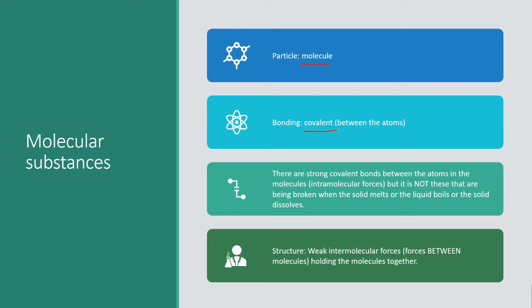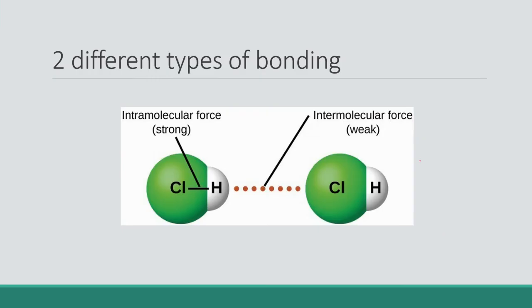So in molecular substances, the particle is a molecule. The bonding is covalent between the atoms, and these strong covalent bonds do not break. When we melt or boil substances, it's not the covalent bonds that break. What breaks is the weak intermolecular forces between the molecules, holding the molecules together. So there are two different kinds of bonding or attraction going on here. Within the molecule, we say intramolecular forces, there are covalent bonds, and they're really strong. Between the molecules, we often draw it with dots, there are intermolecular forces, which are weak.